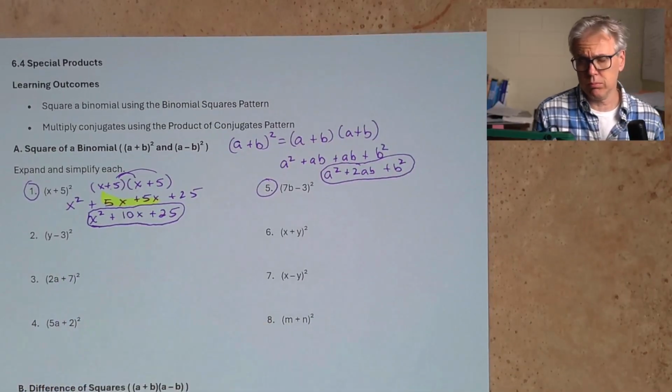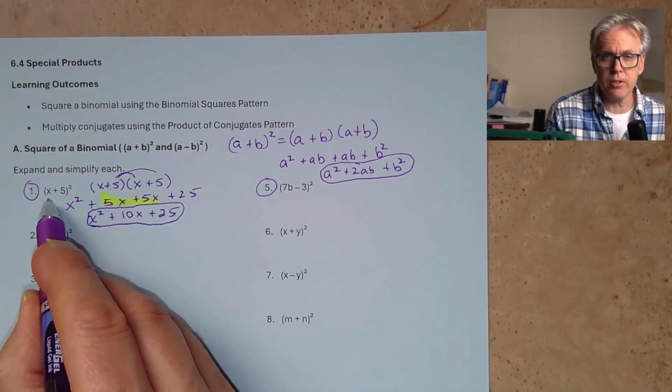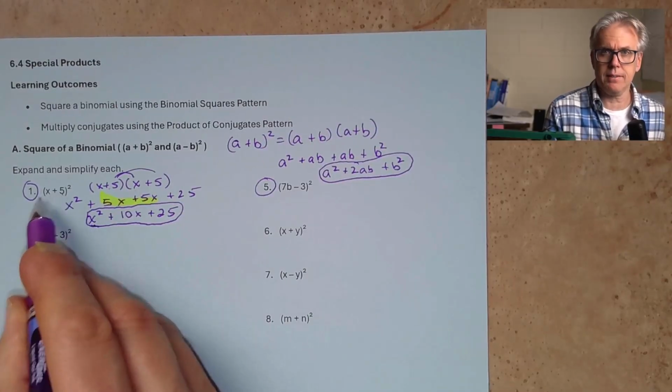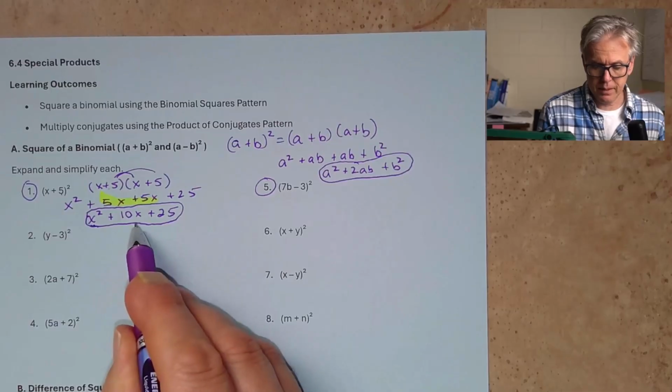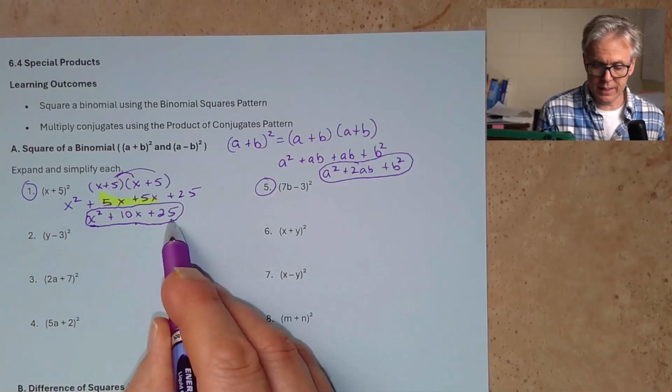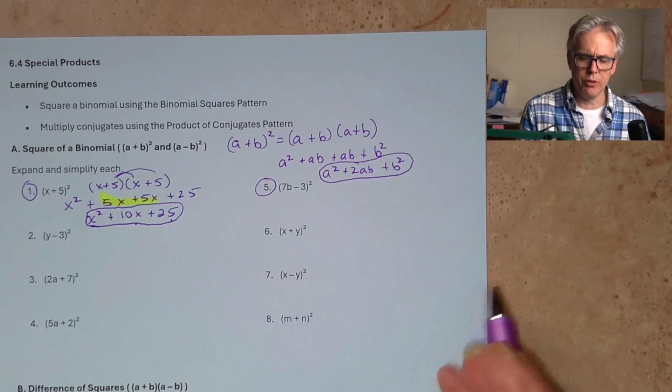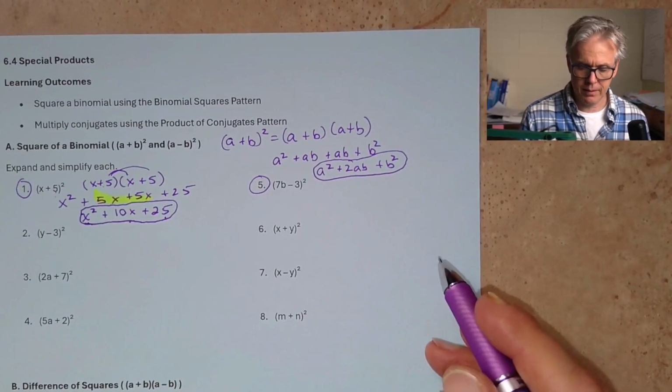And mentally, what will we do mentally? Well, we square the first term, x squared. The product of a and b doubled, so 5 times x is 5x, doubled, 10x. And then square the last term, 25. So we get the same thing. This does require writing down a couple things, but boy, when students do this, they rarely miss it. Now let's do another one.